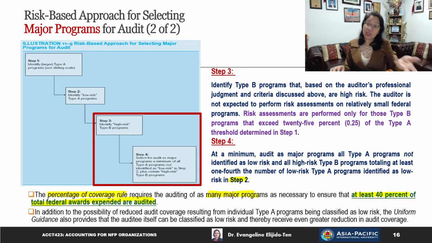All right. So in addition to the possibility of reduced audit coverage resulting from individual type A programs being classified as low risk, the uniform guidance also provides that the auditee itself can be classified as low risk and therefore receive even greater reduction in audit coverage. So obviously there is a cost to audit. The auditee would like to minimize the cost as much as possible. And so that's the reason why there is this risk-based approach to reduce the cost of auditing.